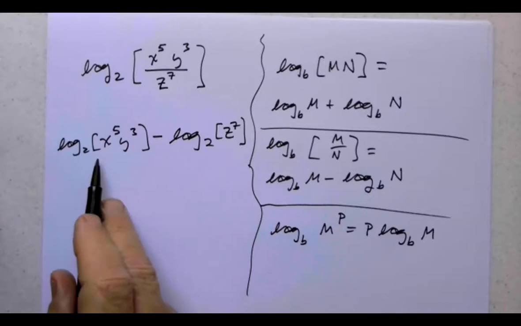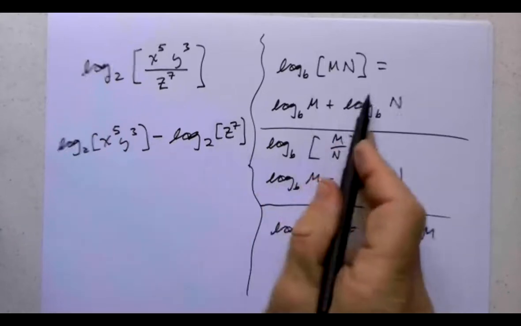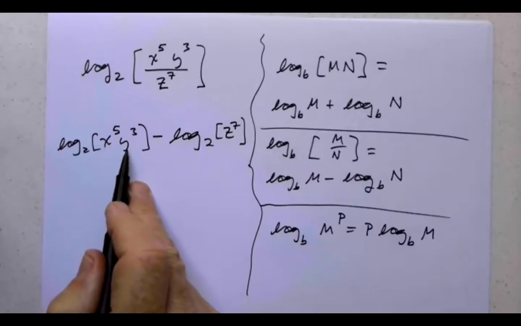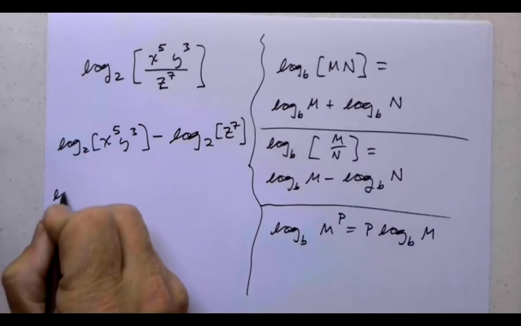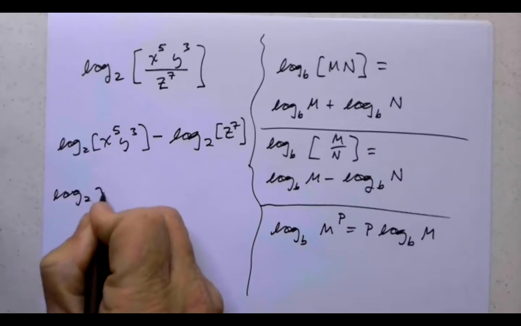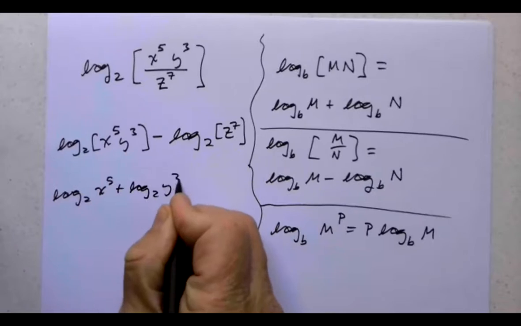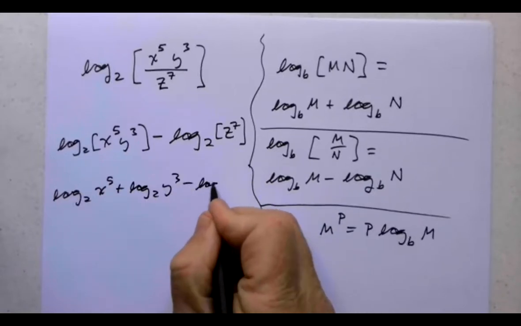Next, we recognize here I have log of a product. Log of mn is log m plus log n. So log 2 x to the fifth plus log 2 y to the third, minus log 2 z to the seventh.